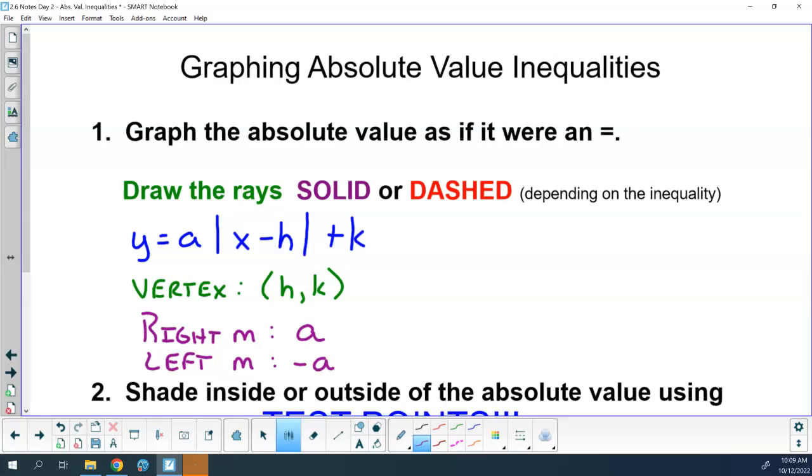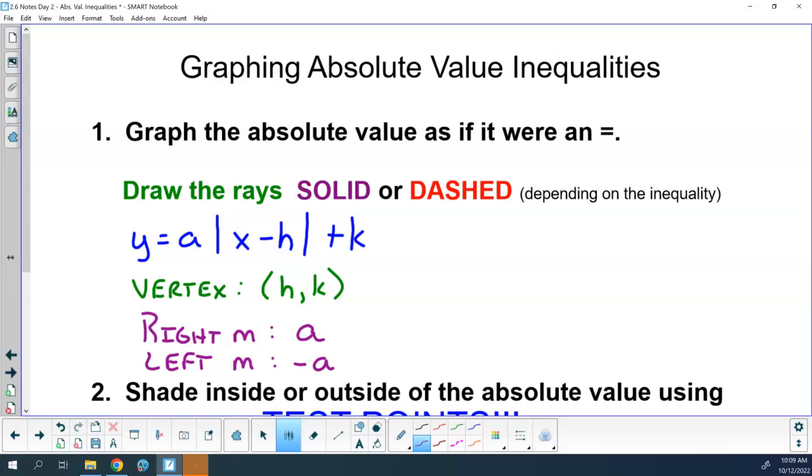The extra kicker is the same kicker from Monday, in that you might have a solid V, or you might have a dash V. Good answer. So solid V or a dash V. So that's step one, just as it was step one on Monday. Draw in your line on Monday, draw in your absolute value.